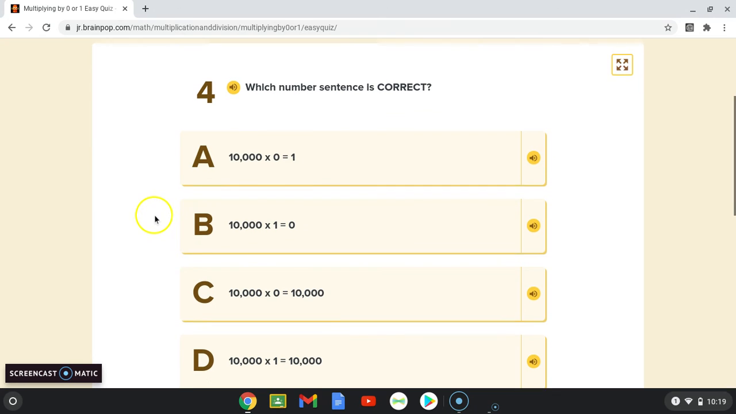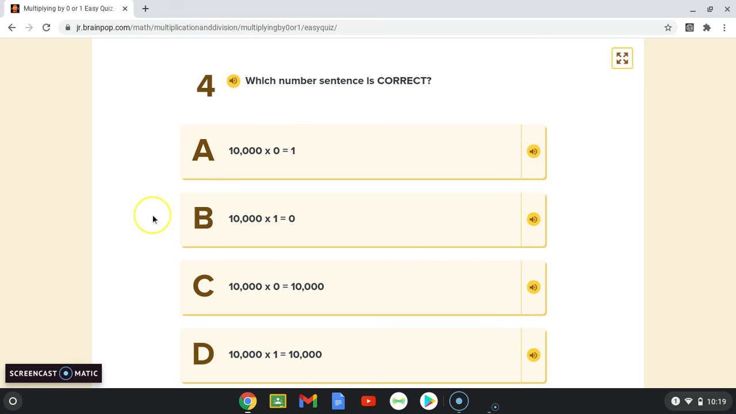Which number sentence is correct? Think about the rules for multiplying by 0 and 1. Any number multiplied by 0 is always 0. Any number multiplied by 1 is that number. So let's take a look at each one. This is multiplied by 0. The answer should be 0.